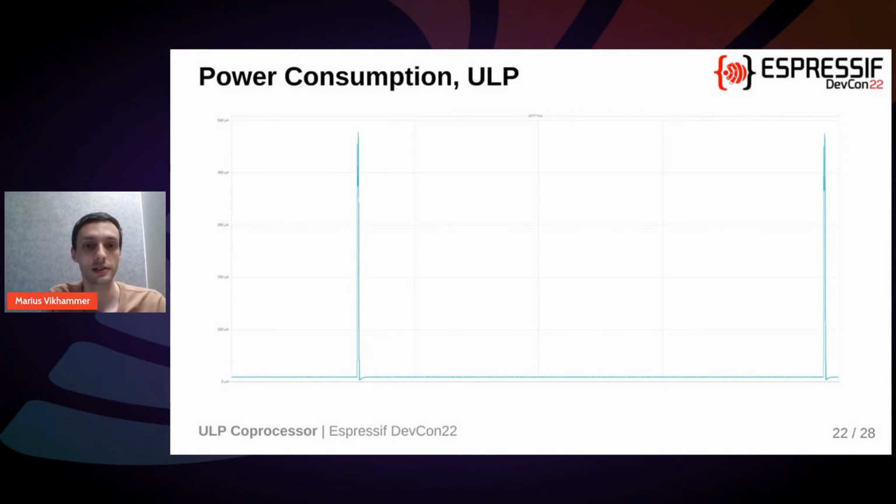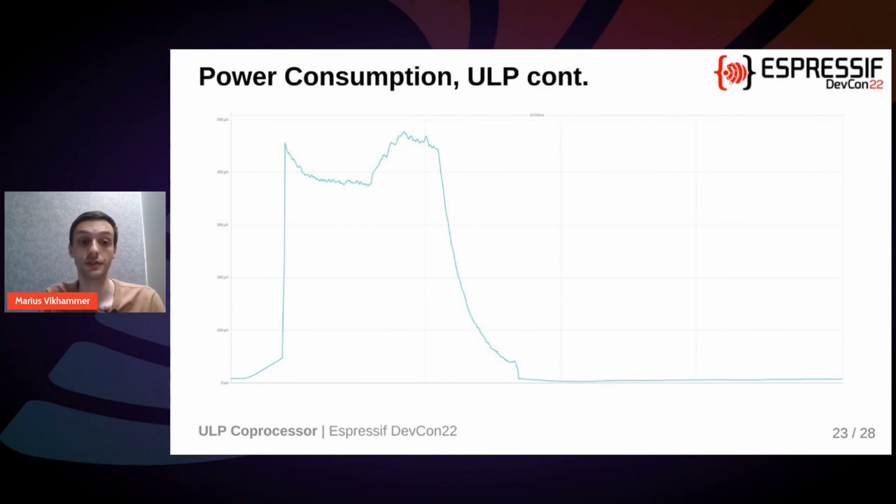And as you can see, when the ULP is not running, we're idling at around 9 microamps. And then if we zoom into one of these peaks where the ULP is running, we can see that we're running at around 400 microamps. So what the ULP here is doing, it's waking up, and then it's wiggling some GPIOs, and it says, oh, it's time to go back to sleep again. And we go back down to 9 microamps.